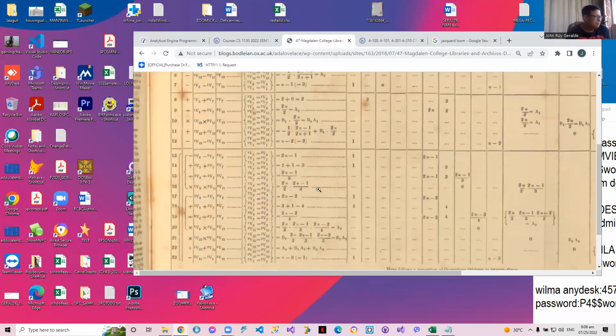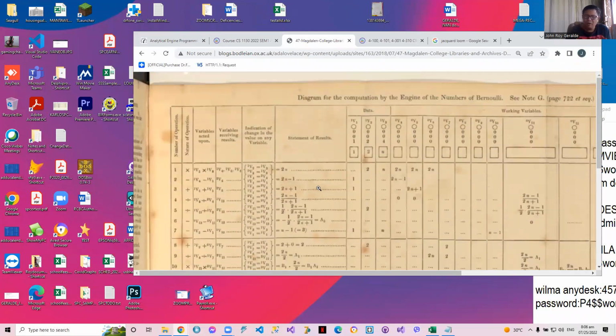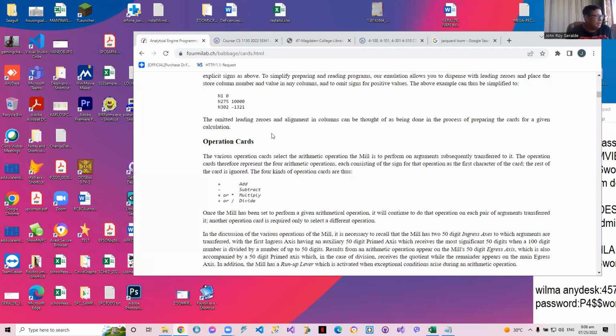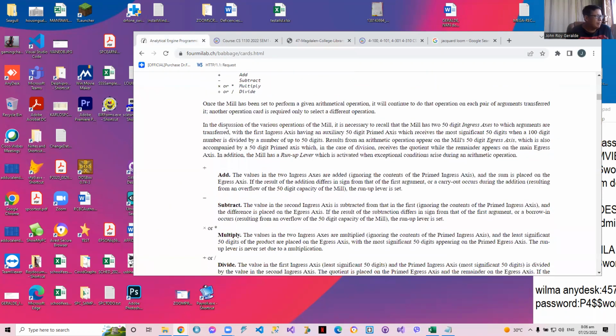Do you follow? So this is the actual program written by Ada Lovelace to compute the nth number in the Bernoulli series, the Bernoulli machine. So you have plus, minus, times, divide.